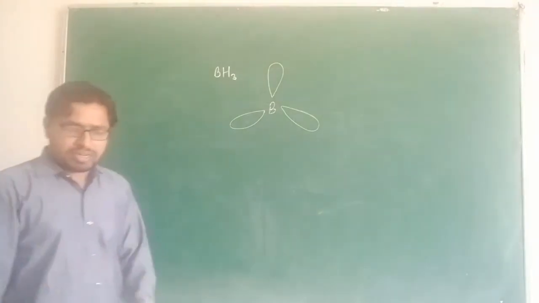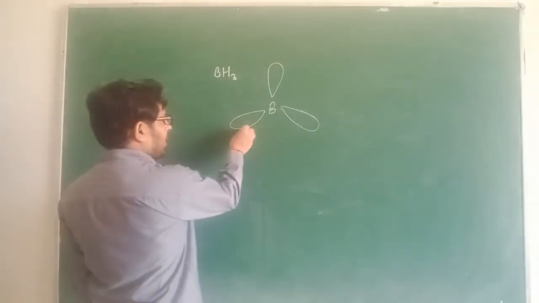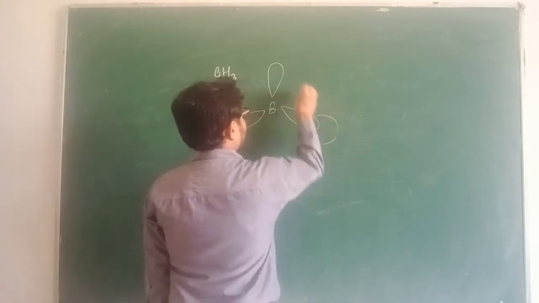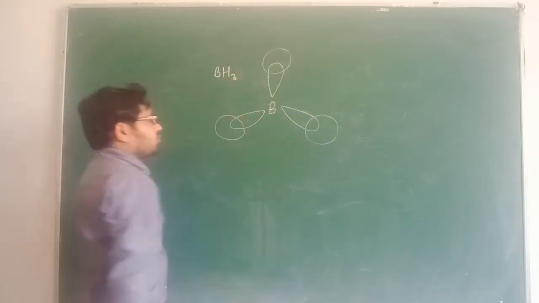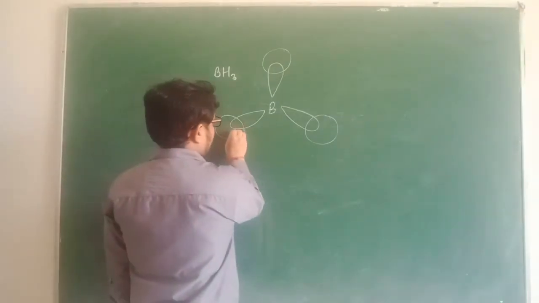With what are they hybridizing, what are they combining with? With the s orbital. So this will be coming here, s orbital, this will be coming here, s orbital, this will be coming here, s orbital. Now you can see they are coming in this way.